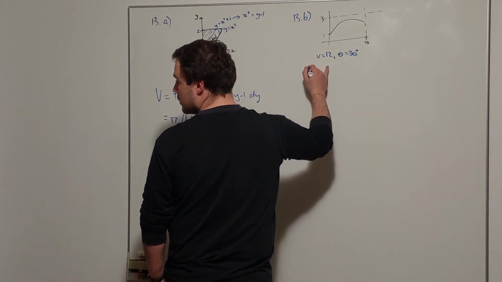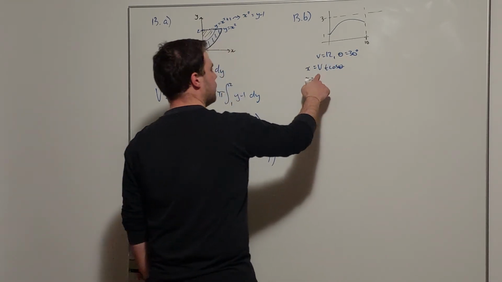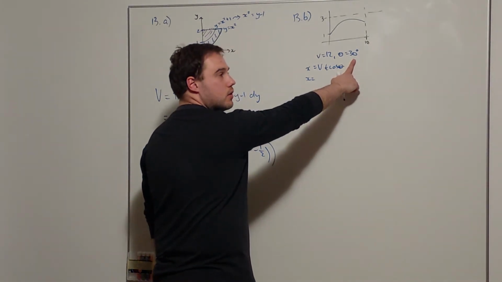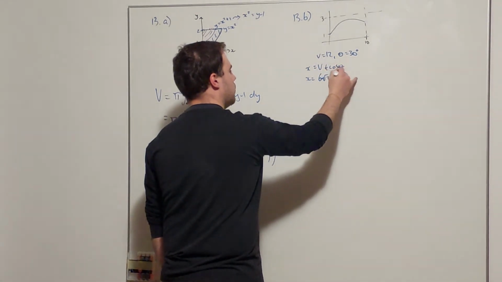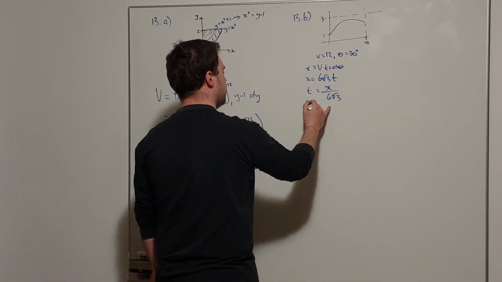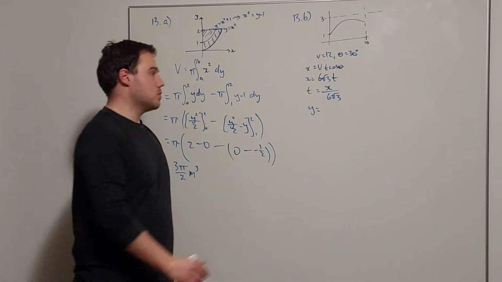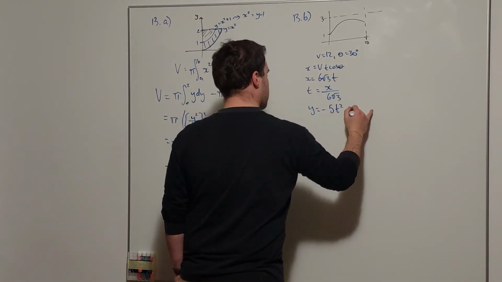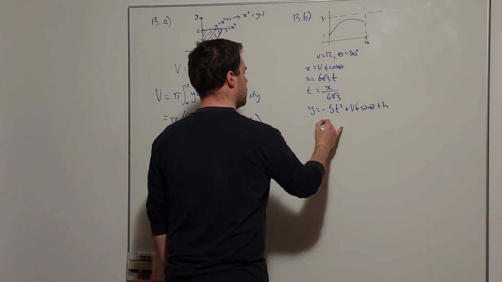So we've got x equals vt cos theta, which v is 12 and cos 30 degrees is root 3 on 2. So 12 times root 3 on 2 is going to be 6 root 3t, which if we make t the subject is going to be x on 6 root 3. Then the y component, we're going to have negative 5t squared. So negative 5t squared plus vt sine theta plus h.